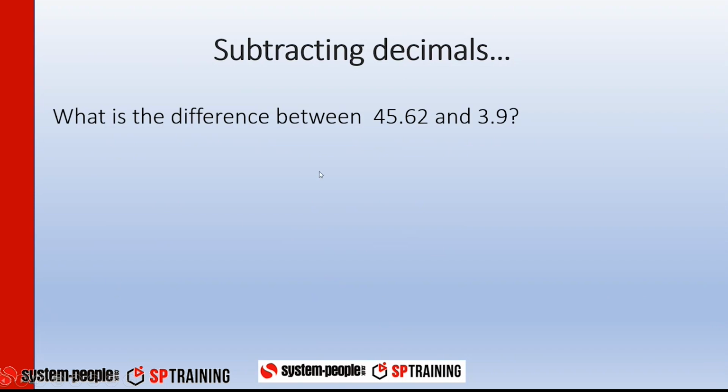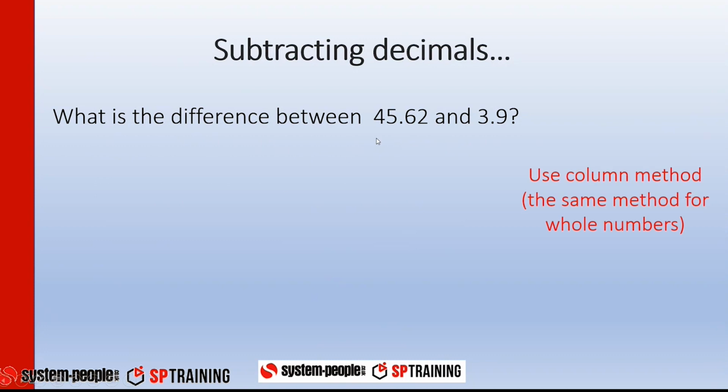What about subtracting decimals? Here's a question: what is the difference between 45.62 and 3.9? Well, the first thing you could say is one is bigger than the other. That is true, but by how many? That is the question.